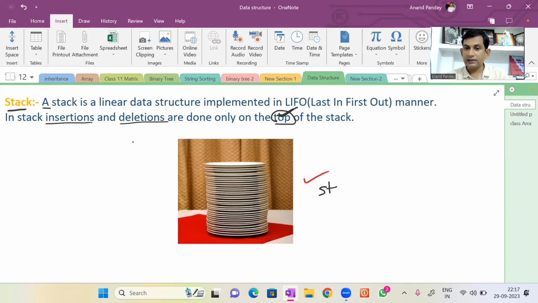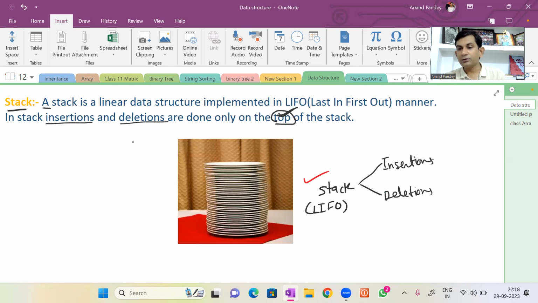Stack is a linear data structure in which the data is stored in which manner? LIFO manner, last in first out manner. Okay. And here we have two operations. In each and every data structure, we have two operations, insertions and deletions. And both are performed, in case of stack, at top only. Okay, this I have explained through the real world example of this stack of plates.